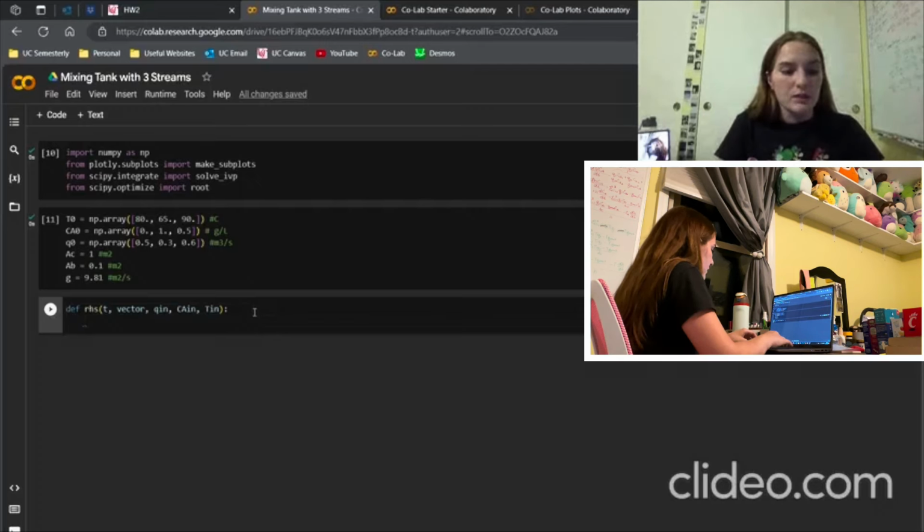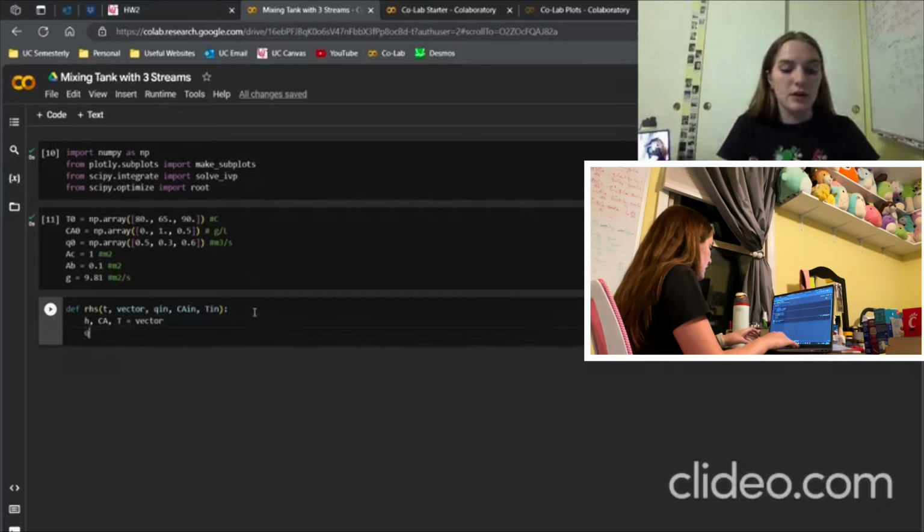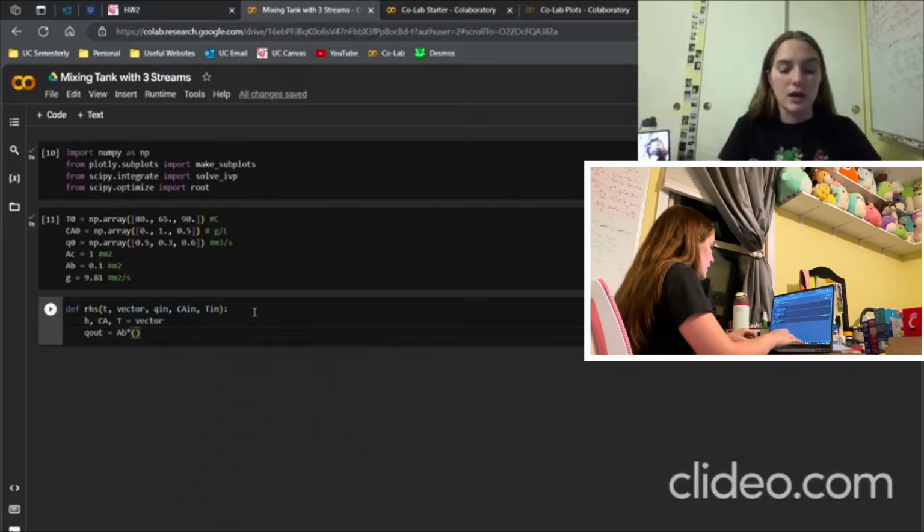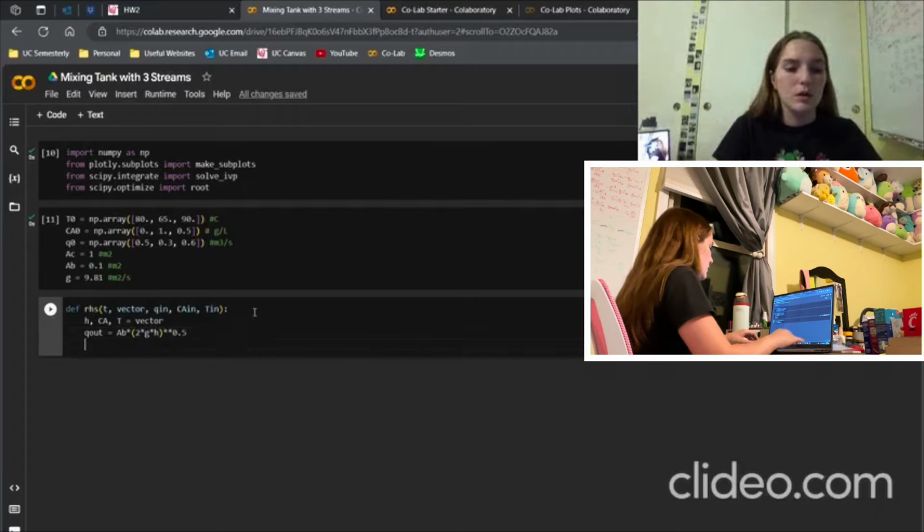And then we need to initialize a value for our vector. So we have our height, our concentration, and our temperature. And now we need to initialize a value for our Q out. So our Q out is the cross-sectional area at the bottom times the square root of 2 times G times H, and then square root.